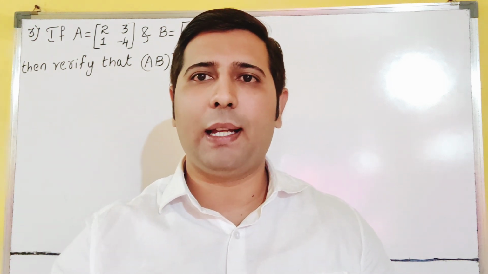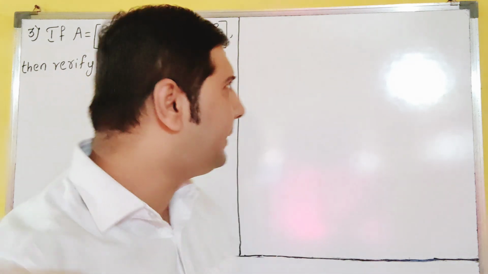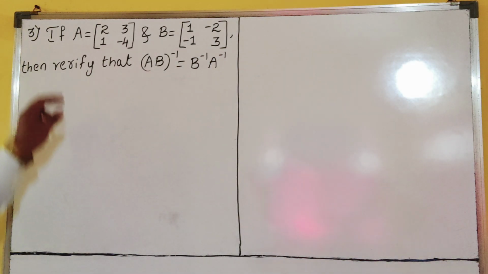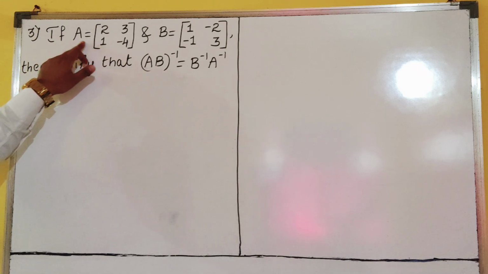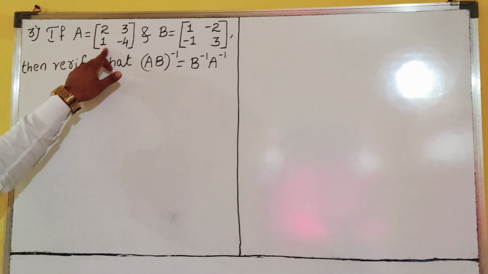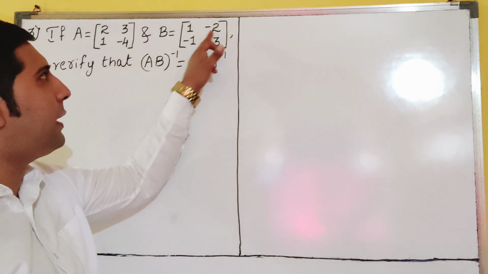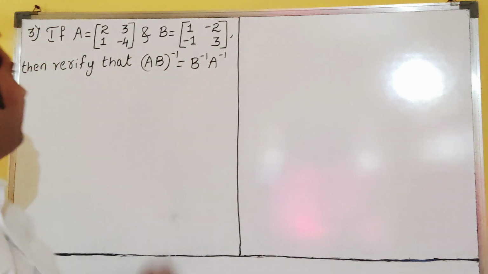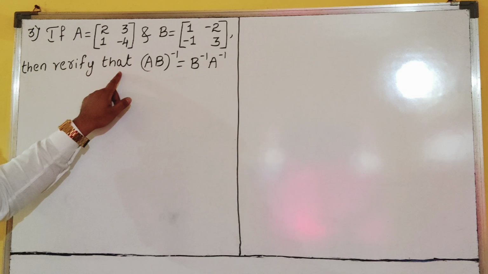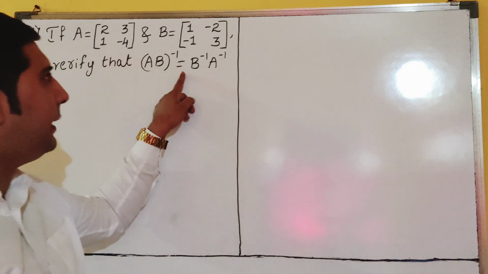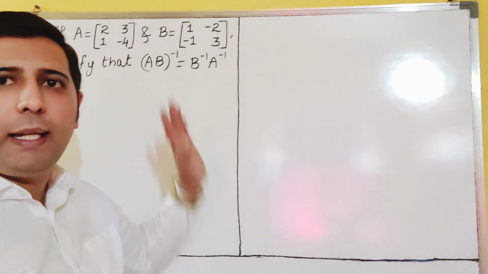In today's class we are learning determinants, 4 marks, third question, dear students. Now let us see what they have asked in the third question. If matrix A is equal to [2, 3; 1, -4] and B is equal to [1, -2; -1, 3], then verify that (AB) inverse is equal to B inverse into A inverse.